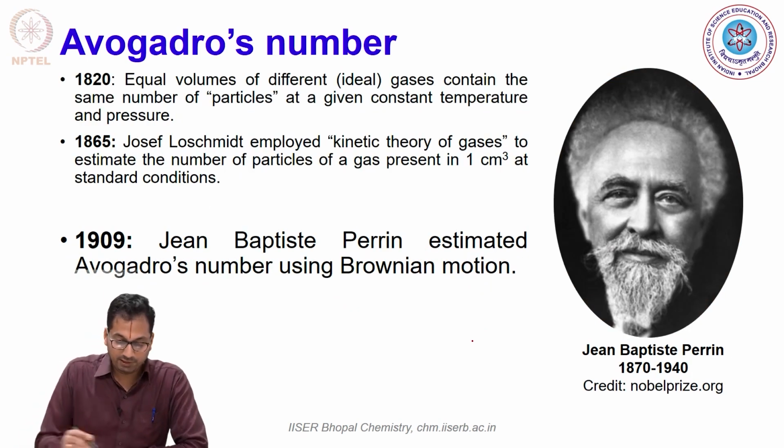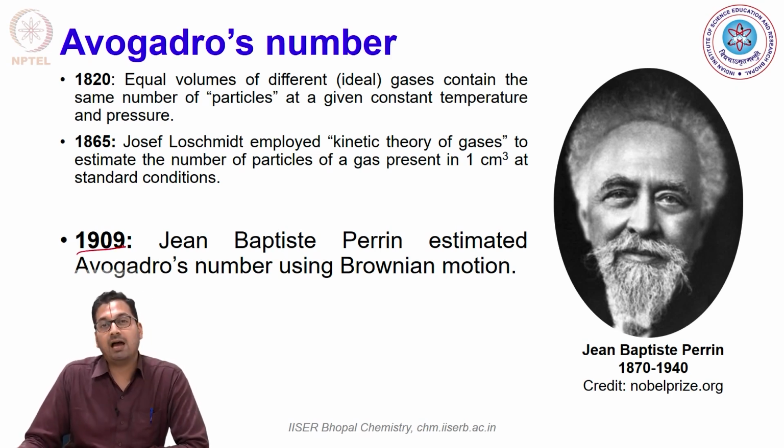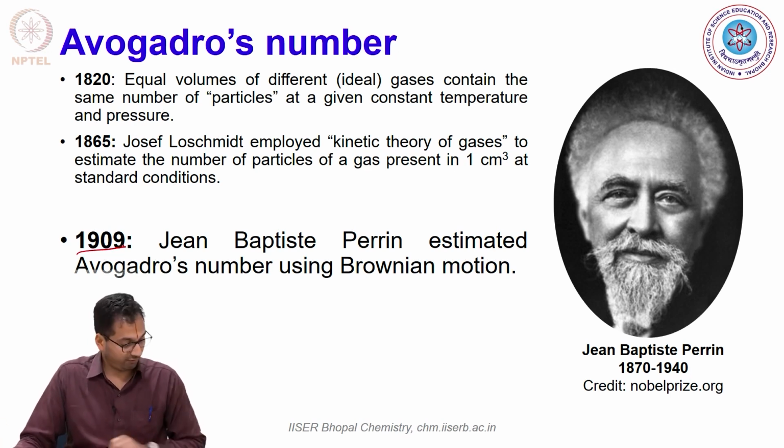Moving forward with these two definitions, it was in 1909 that Jean-Baptiste Perrin estimated the Avogadro number using Brownian motion. One should understand that getting an idea of Avogadro number requires measuring the mass of a molecule and at the same time in its macroscopic fashion. That is, you need to measure the mass of a molecule and the mass of a given number of particles so that you can determine mass per particle and so on and so forth.